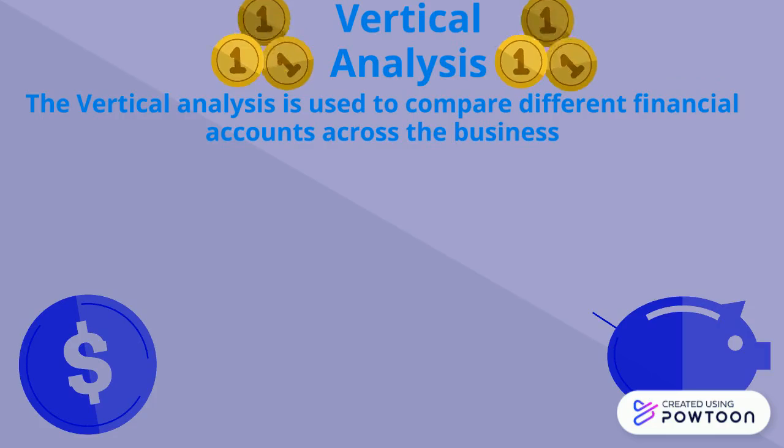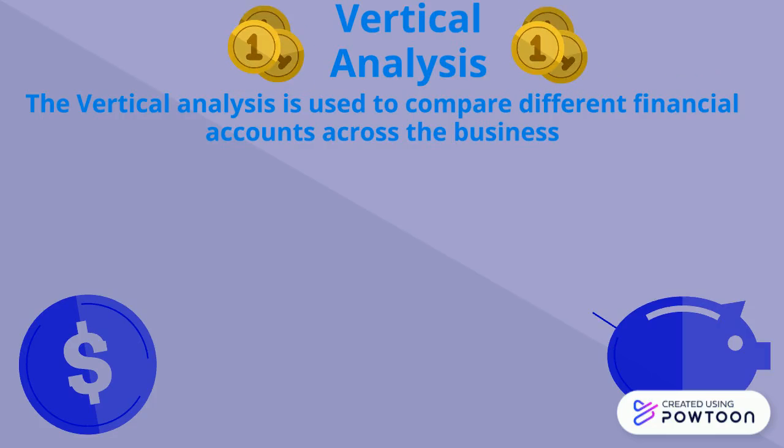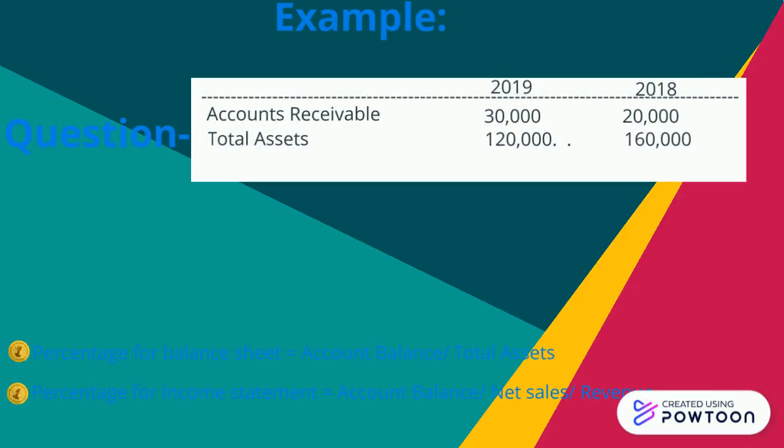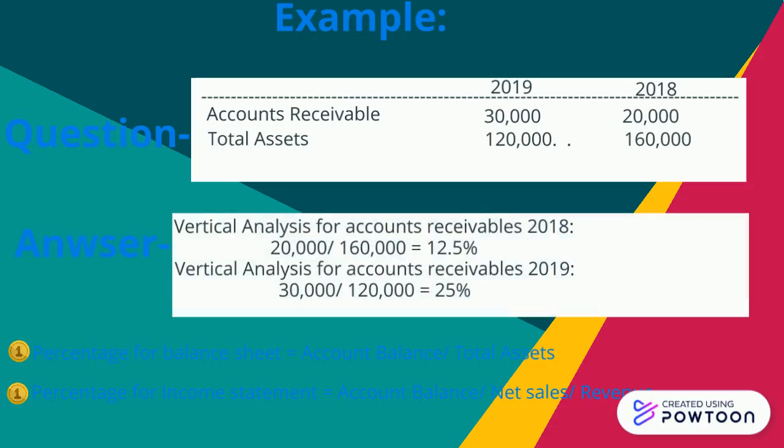The vertical analysis is used to compare different financial accounts across the business. It can be calculated either by having the account balance over total assets or the account balance over net sales/revenue. To do a vertical analysis, you could do the account balance over total assets. For accounts receivables for 2018, this is 12.5%, and 2019, this is 25%.